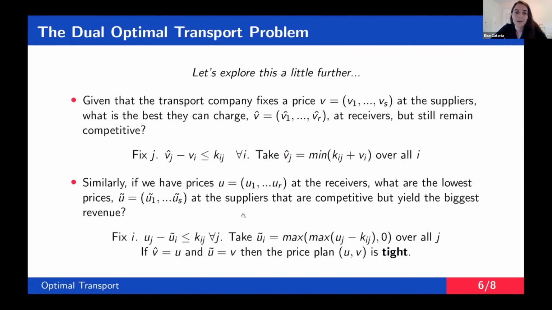And similarly, the transport company can think about what are the lowest prices. We'll denote U tilde at the suppliers that are competitive but yield the biggest revenue. And so we have this similar inequality going on, and we can take U tilde i to be the max of 0 and the maximum of U j minus K sub ij over all j. And the function of this max with 0 is just to ensure that our U tilde i is non-negative. And then we say that a price plan UV is tight if V hat is equal to V and U tilde is equal to U.